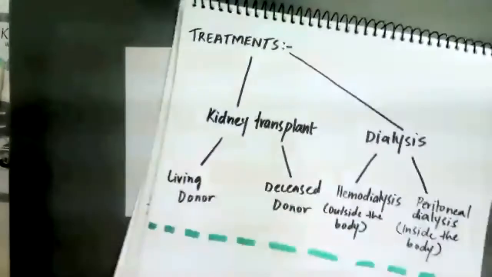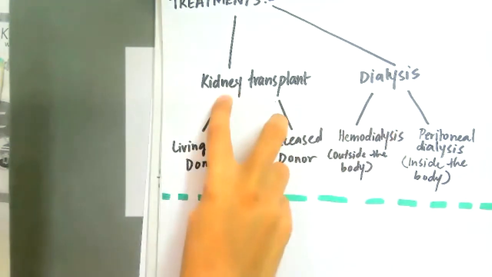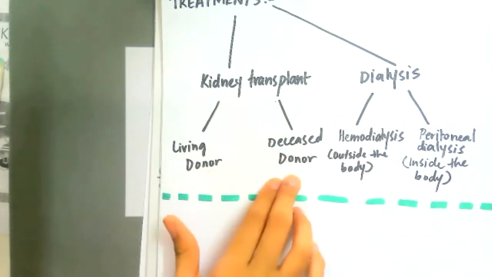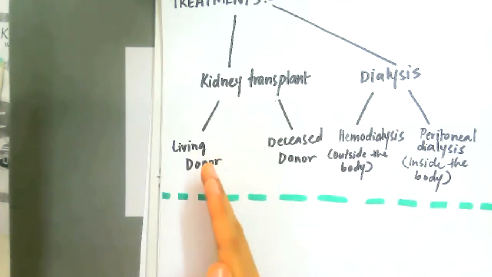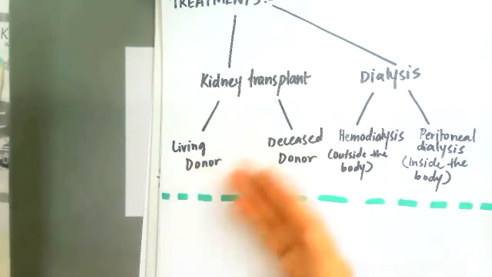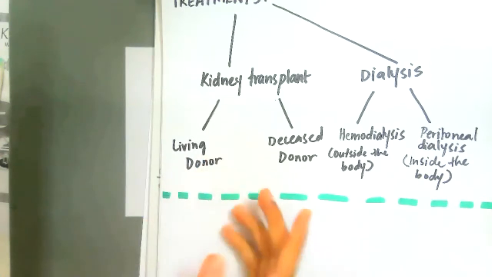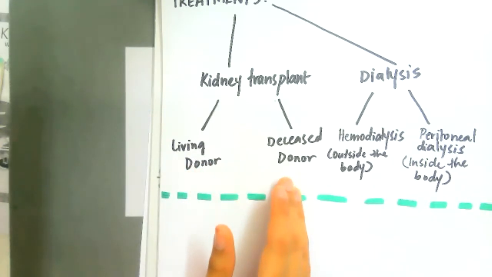So the treatments for this are of two types. We should really take care of our kidneys because neither of these treatments is easy. The two types are kidney transplant and dialysis. Kidney transplant is also of two types: you can have a kidney donated by a living donor or a deceased donor. A living donor can be your family or a friend whose DNA type matches yours, very similar. You cannot have the exact replica of genes, but very similar. You have to have the same antigen so that the body does not reject the organ. A deceased donor is a person who died suddenly.